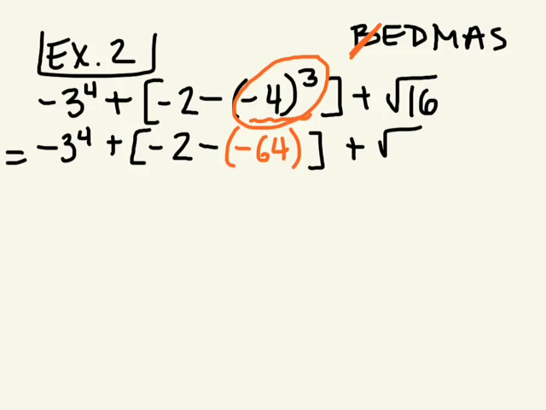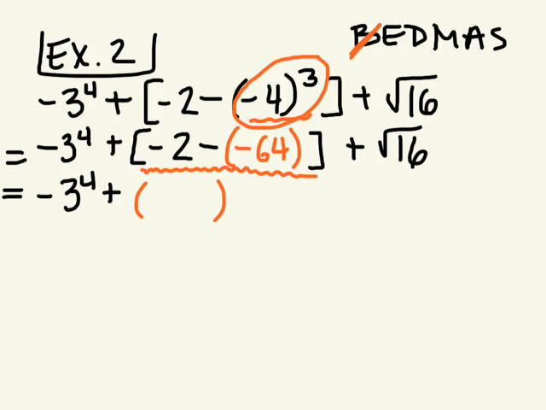Plus square root of 16. We're not done with the brackets. We still have to simplify -2, take away -64. What's -2? Take away -64. 62. Plus square root of 16.